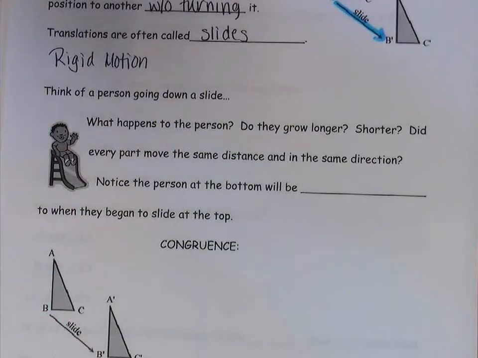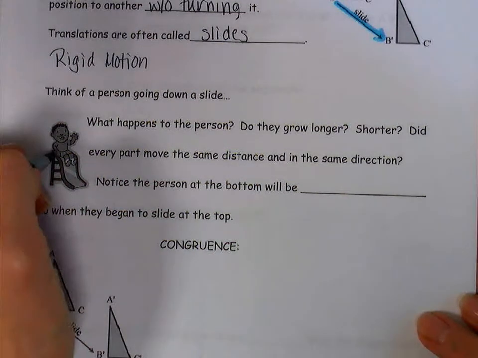So as we mentioned, translations are often called slides. So let's think of a person going down a slide. And I want you to think back to the video that I showed you a couple nights ago where I slid down the slide. So what happened to me as I went down the slide? Did I grow longer? No. Did I get shorter? No. Did I get wider? No. Did I get skinnier? No. And did every part of me move the same distance in the same direction? So did I start at the top and my whole entire body came down the slide? So yes, I moved the same distance in the same direction.